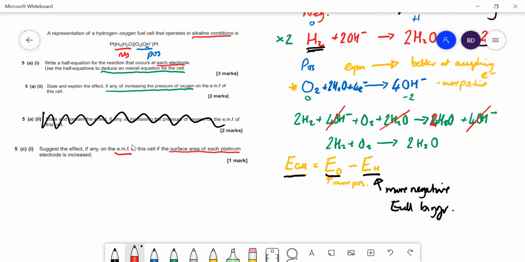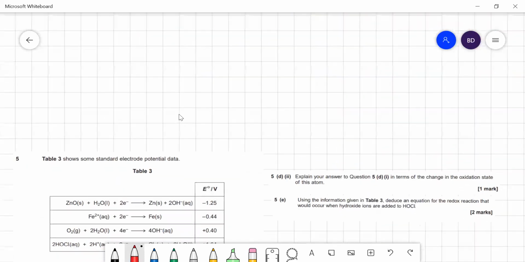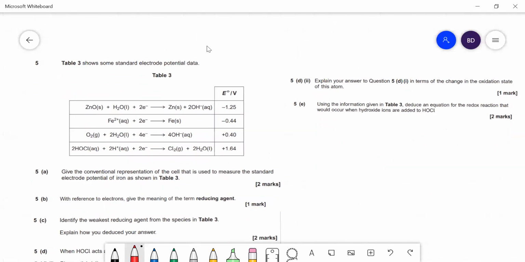Okay, so that's that question, and I've got another one here. Right, this one is from 2014. AQA Legacy again. And it's the Module 5 paper. And it's question 5 again, so you can look that up and look at the mark scheme if you want to. Right. So we've got our standard electrode potential data in this table, which is usually the case, yeah?